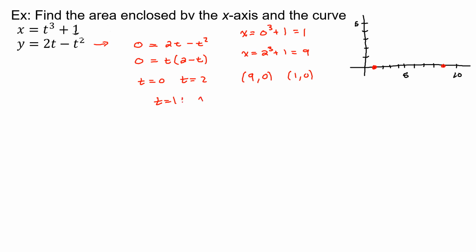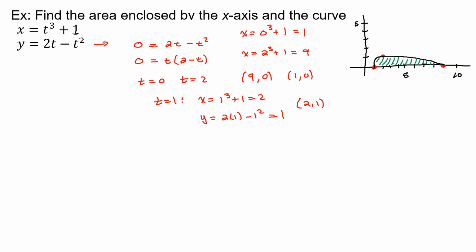Well, if t were 1, x would be 1 cubed plus 1, which is 2. And y would be 2 times 1, which is 2, minus 1 squared, which would be 1. So I'd have the point (2, 1). So I end up with a curve. You need to see it with a little bit of concavity and such in it as well. But it basically is going to come up, and it's going to turn, and it's going to go down to that point. We want to find this amount of area inside our curve.